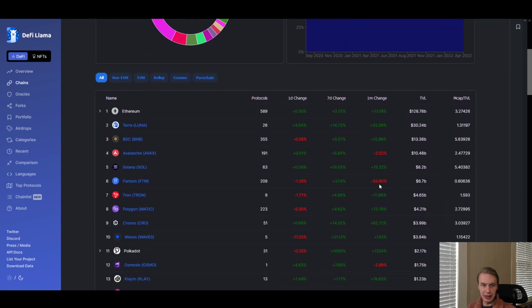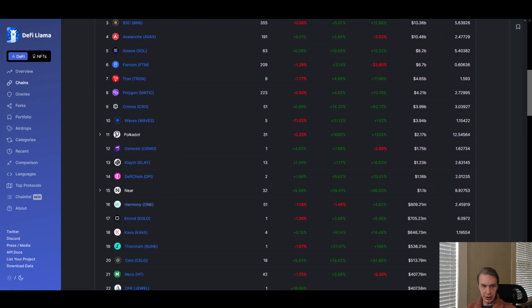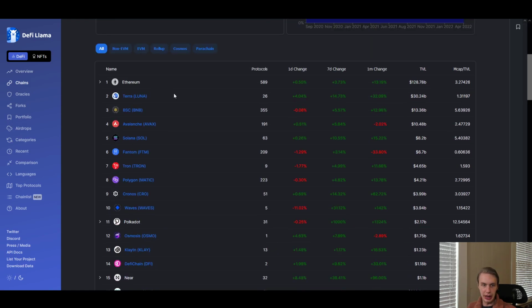And we can see that there's a lot of chains that are now trying to compete with Ethereum, Luna having moved up to the number 2 spot. And if we scroll down a little bit more, here we find Harmony down at number 16. It's about $800 million of value locked in DeFi on the chain. So that's not bad. It puts it above some of the competitors, but it's not in the top running.